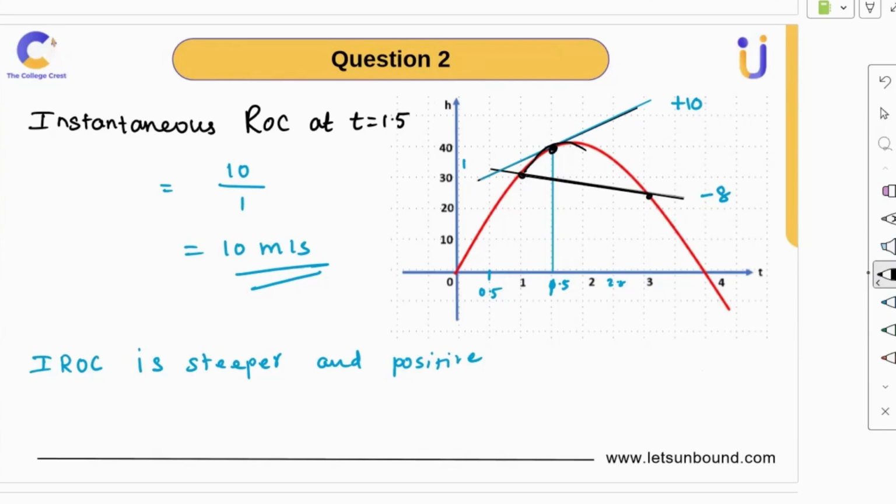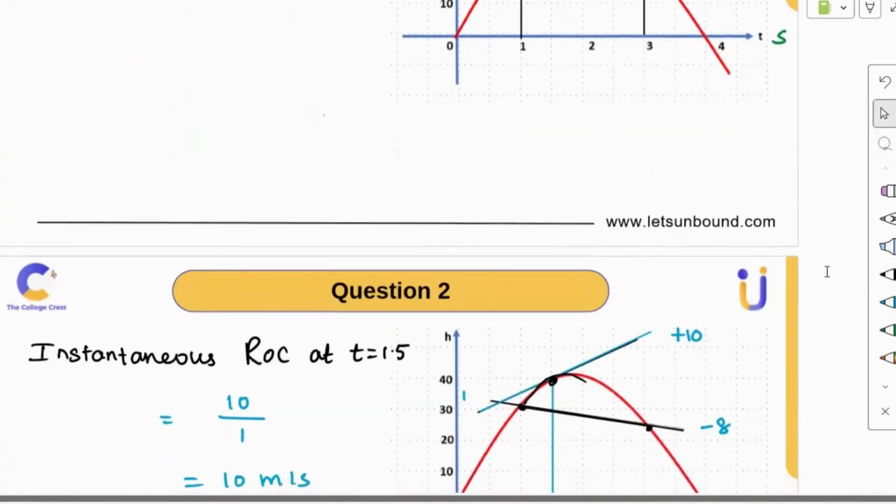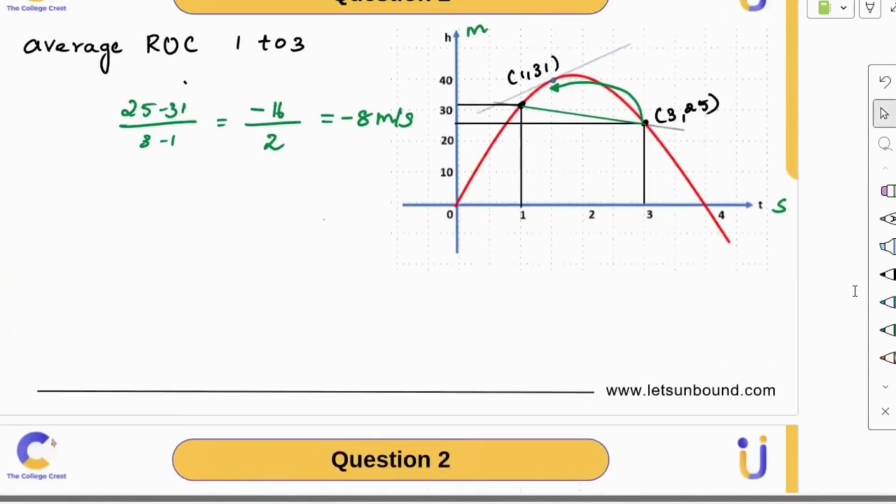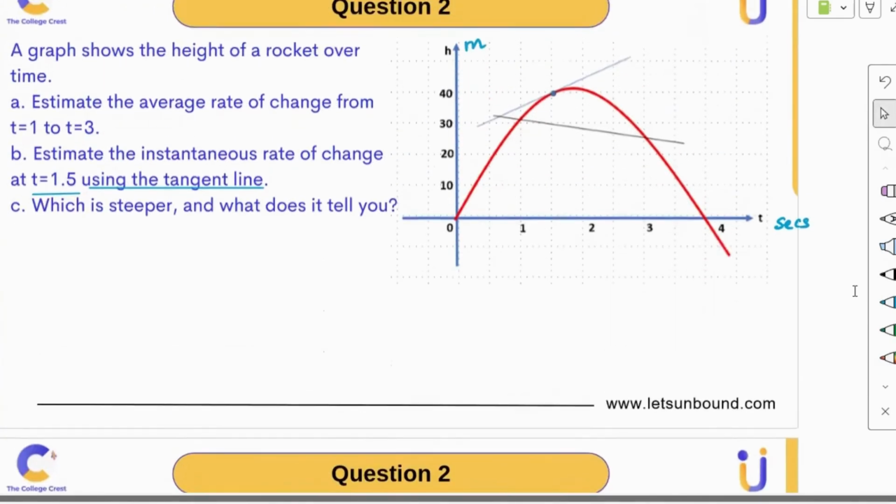So if you want to interpret the result, at 1.5 being steeper means the rocket is moving very fast, and it's positive and a bigger value. So the rocket is rising very fast at t equal to 1.5. Even though over the overall interval it shows a decreasing way, the average rate of change is decreasing, but at that moment it was rising at a very good speed. Right, so that's it. Graphical analysis of 2 important rates of change.